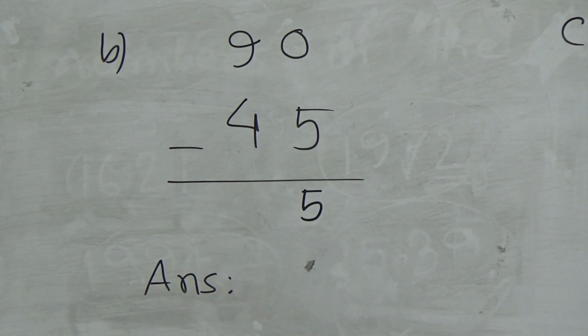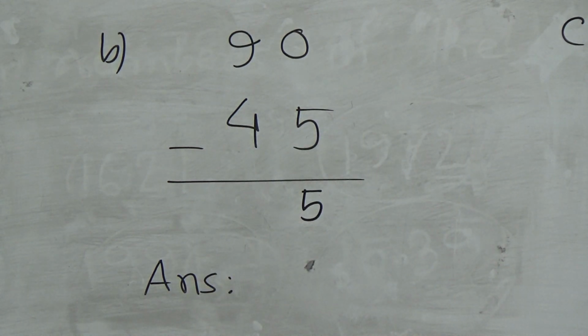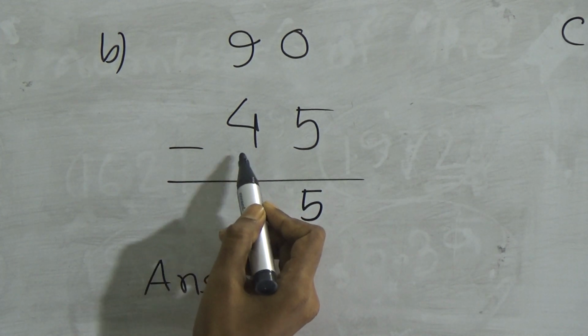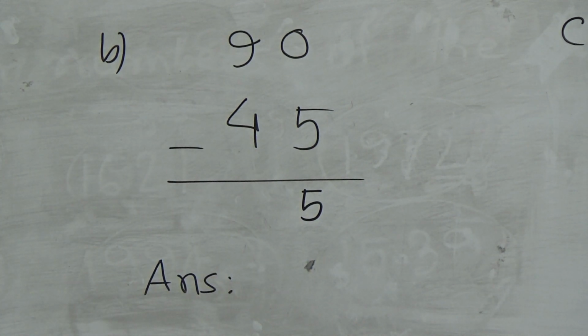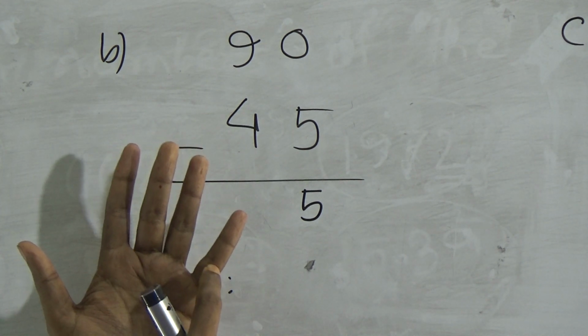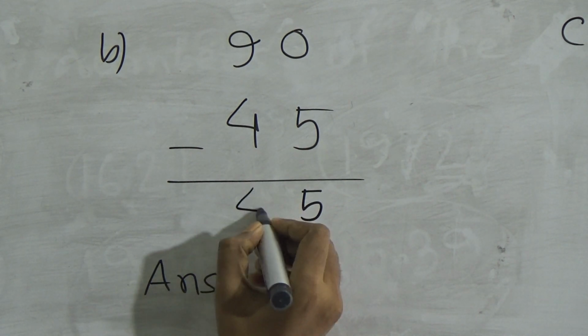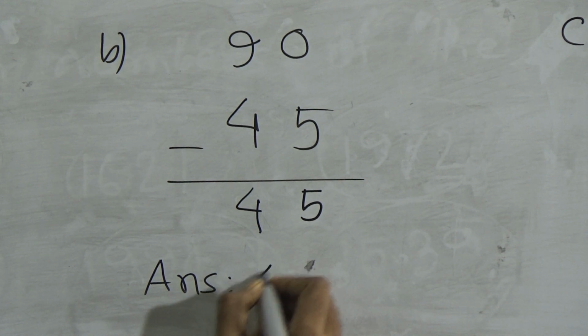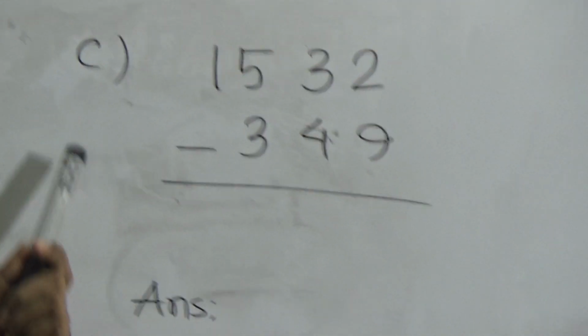Okay, as you considered 0 as 10, you have 1 in your hand. So you add this 1 to 4. That means 1 plus 4. This is equal to what? 5. Now you have to subtract 5 from 9. Okay, 5, you see 6, 7, 8, 9. That means 4. Right here 4. Now write the answer. Answer 45.